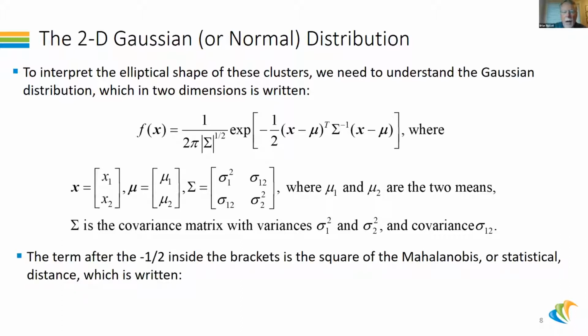Now, the term after the -1/2 inside the brackets is what's called the Mahalanobis, or statistical distance. Actually, it's the square of the Mahalanobis distance. So it's often written as delta, where delta is x minus mu transpose times the inverse covariance matrix times x minus mu. And of course, if the covariance matrix was equal to, as I'll show you in a second, the identity matrix, this results in the Euclidean distance. So statistical distance is simply a more general form of distance, which reduces to Euclidean distance.